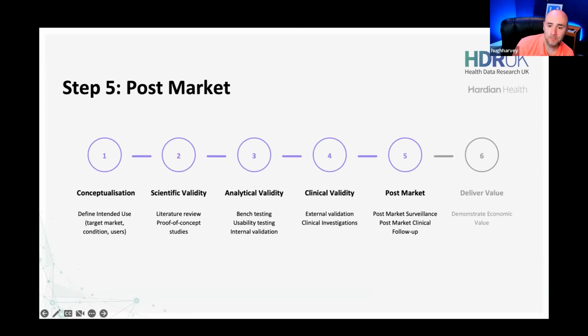Brilliant, thanks, Ankit. So we're now at step 5, and those of you who have been following along will know that we're not at the end of the journey yet. So if you've been doing these processes properly and documenting them as you go along, getting your intended use, your literature review, your scientific validity, analytical validity, and now you've proven clinical validity, that, as Ankit says, is when you might submit for regulatory approval.